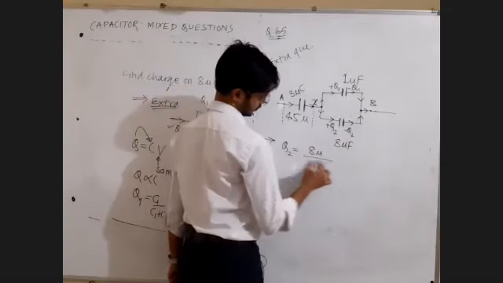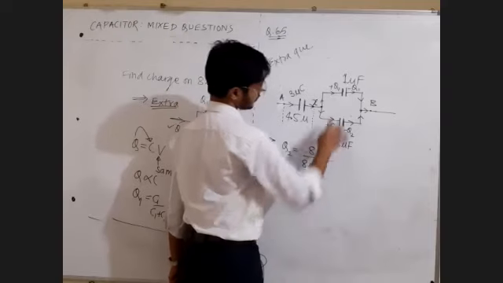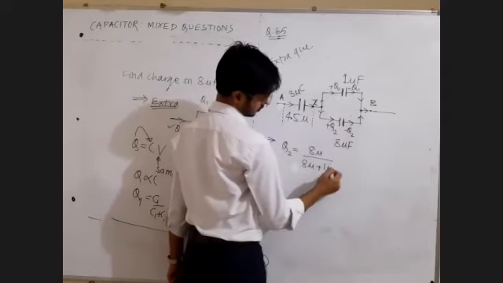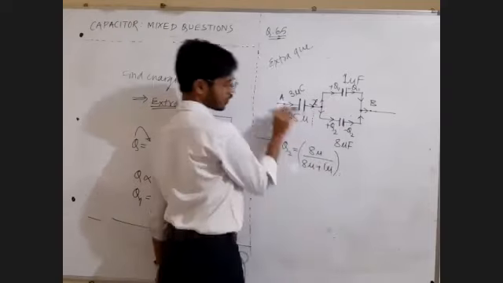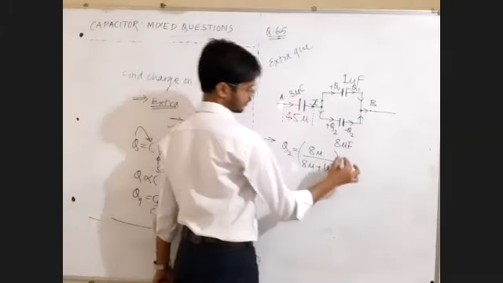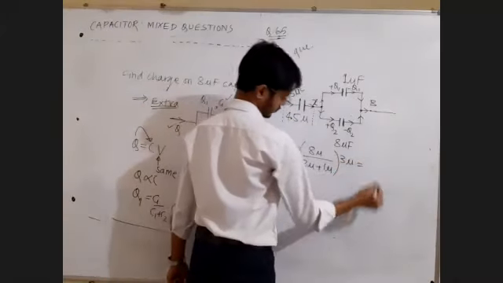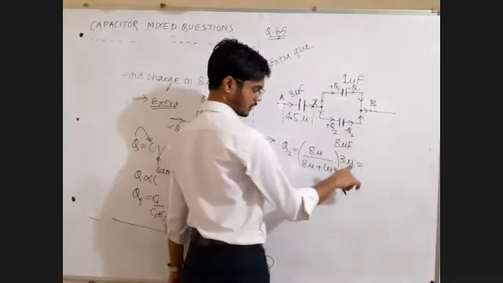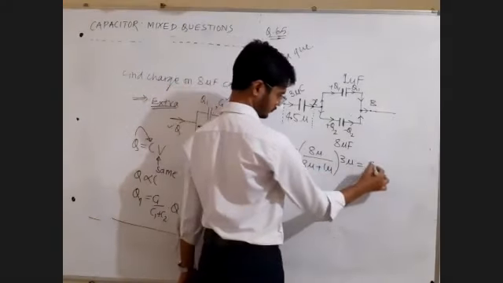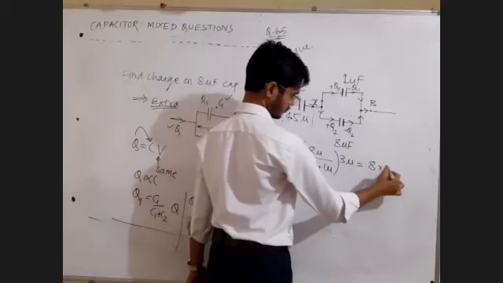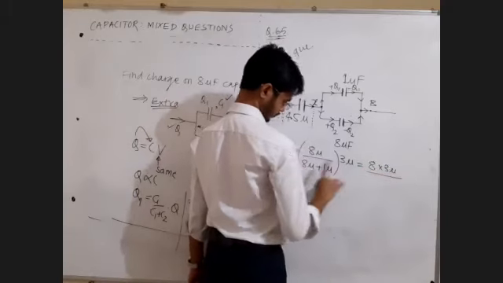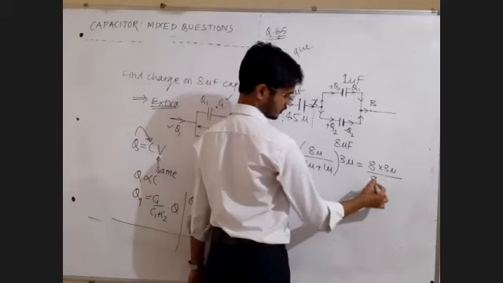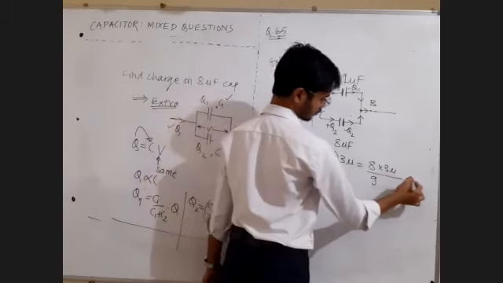8 micro divided by 8 micro plus 1 micro, multiplied by total charge. Total charge is 3 micro. Micro is common and cancels. 8 plus 1 is 9. 3 upon 9 is 1 by 3. Answer is 8 by 3 micro.